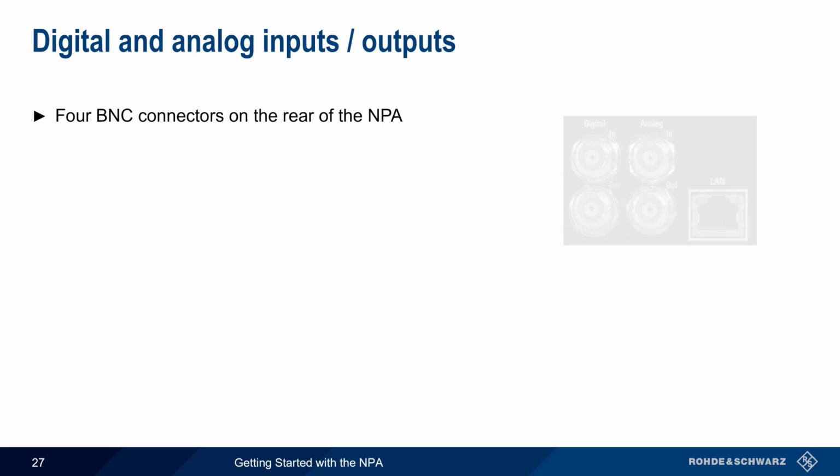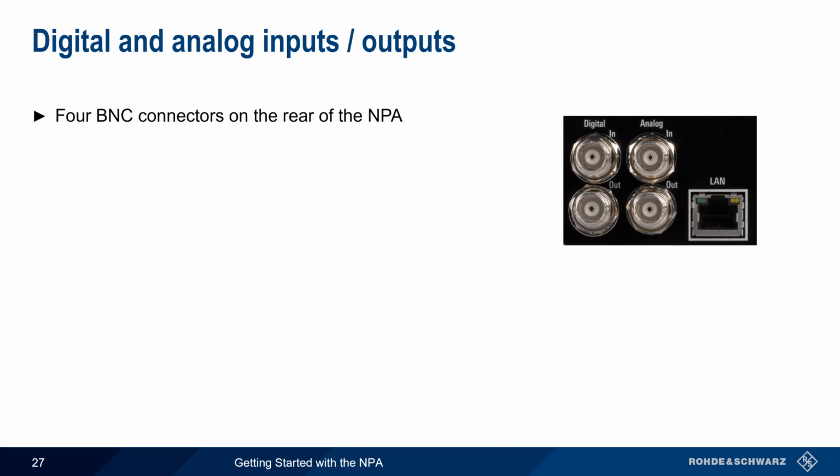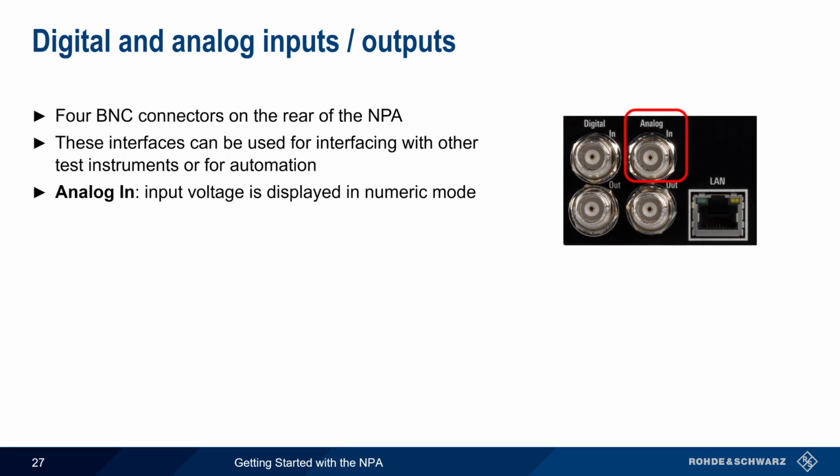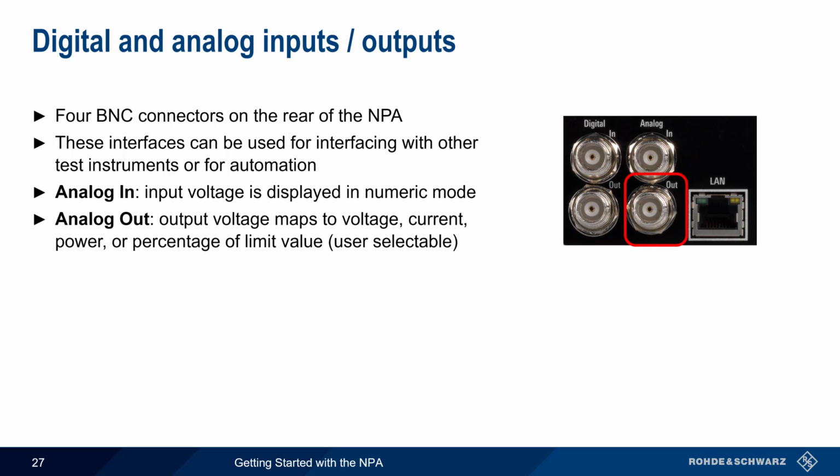The rear panel of the NPA has 4 BNC connectors that can be used for interfacing with other test instruments or for automation. The analog in connector measures an external voltage input and displays it in numeric mode, while analog out produces a voltage which maps to a user-selected measurement value on the NPA. For example, voltage, current, or percentage of limit value, as described just a moment ago.